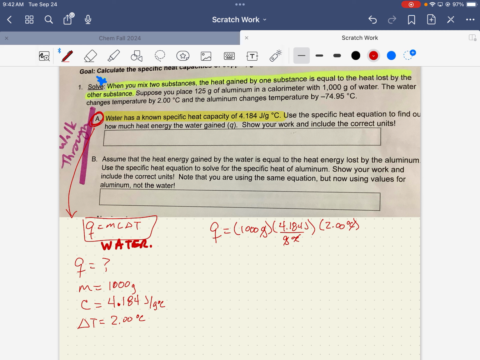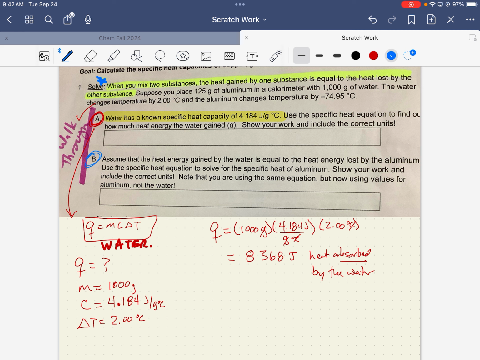Pause the video, do that calculation in your calculator before you see the answer. All right, so hopefully you paused the video. If not, pause it now, do your work, and then check. The correct answer that you're going to get for this, if you did everything correct in the calculator, is 8,368 joules. That is the heat that is absorbed by the water. Good. So that's check. That's part A.